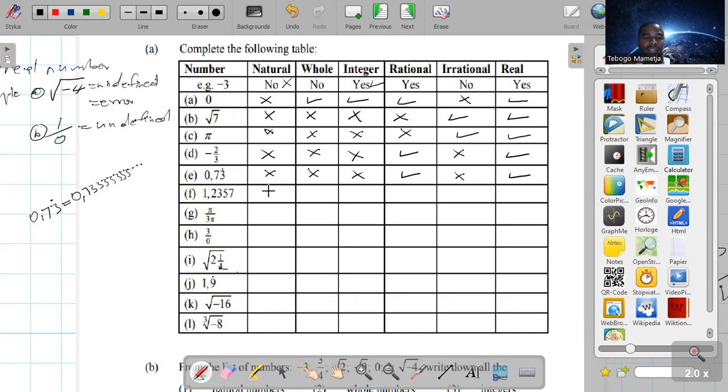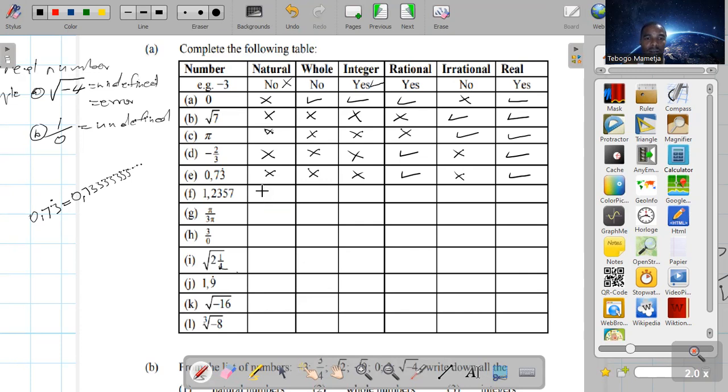So the other number there is 1.2357. So what type of number is this? Guys, you remember we said this number is a terminating decimal. Why terminating? Because there's no indication, none whatsoever, on the 7 or on any of those decimals to show that those decimals recur. So that has to be a terminating decimal.